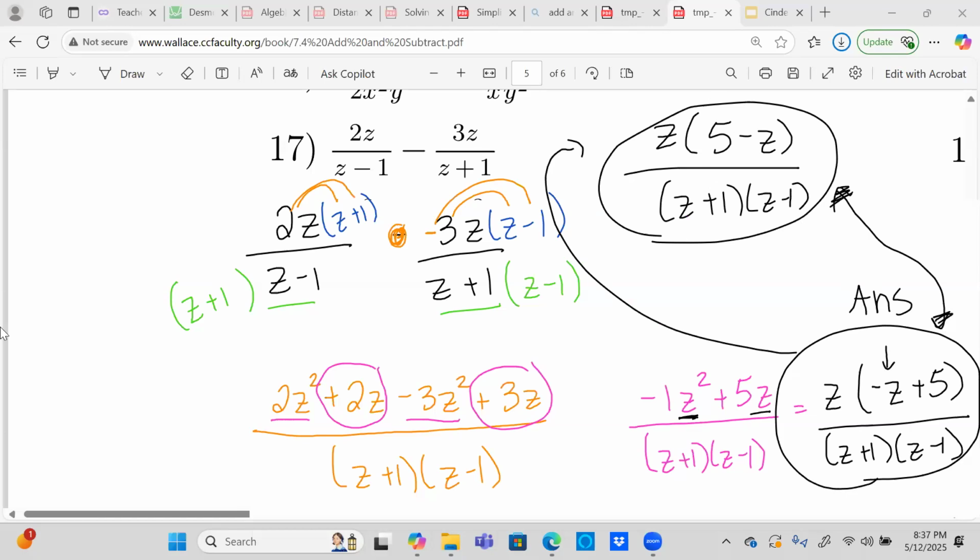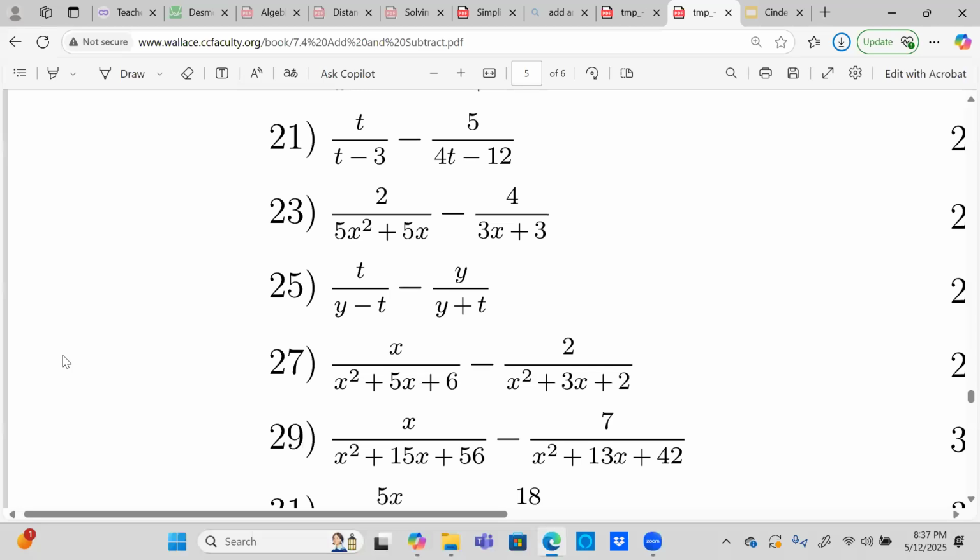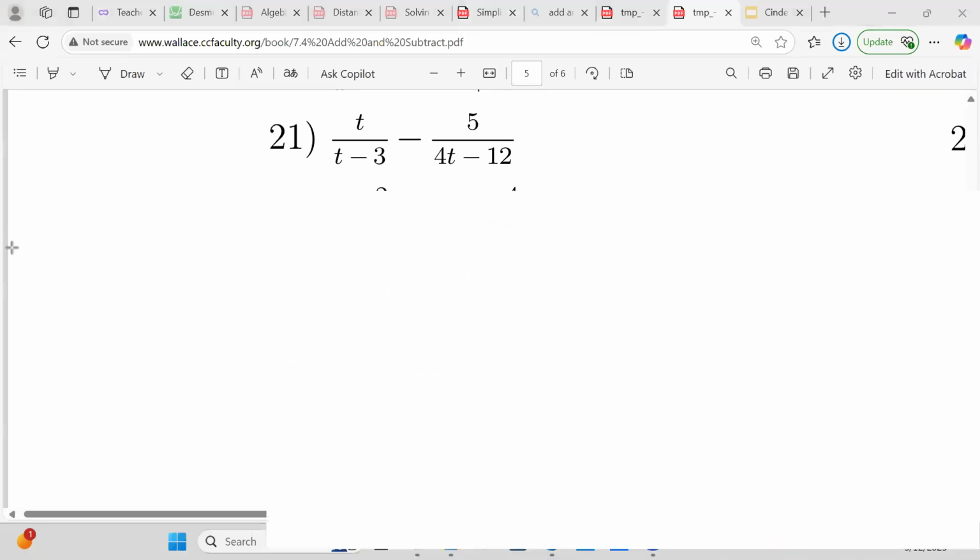So going to 21. These do not have a GCF, so we need to fix that. Looking at the second bottom, 4t minus 12, we could pull out a 4. That would leave t, and 12 divided by 4 would leave minus 3. So let's do that. Let's scribble that out. So let me rewrite the problem.